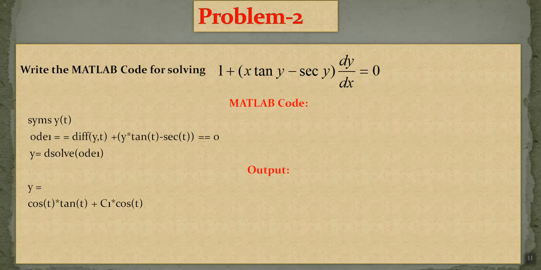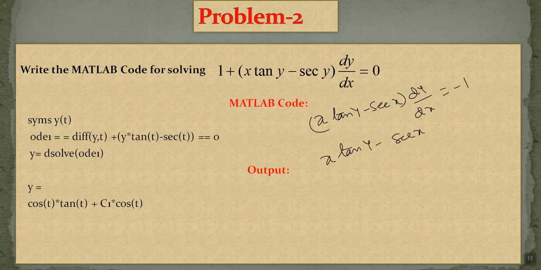Suppose a differential equation is given, then how to rewrite the differential equation in terms of dx by dt. If it goes to the right hand side, x tan y minus secant x dy by dx equals minus 1. x tan y minus secant x equals minus dx by dt. If it goes to the left hand side, dx by dy equals plus x tan y minus secant x, equals 0.